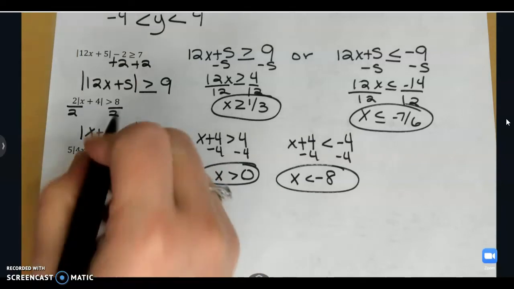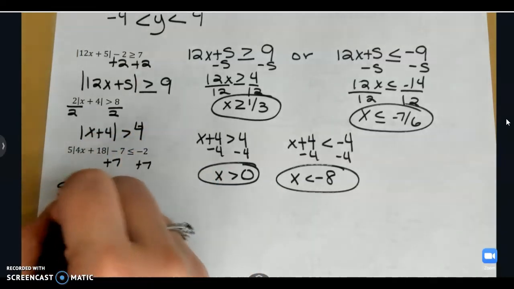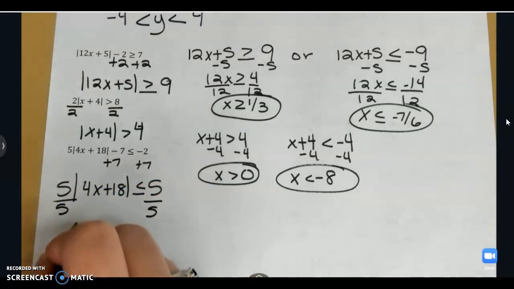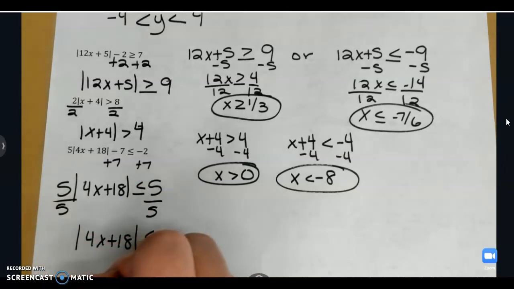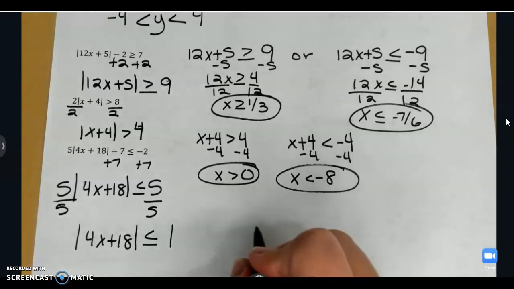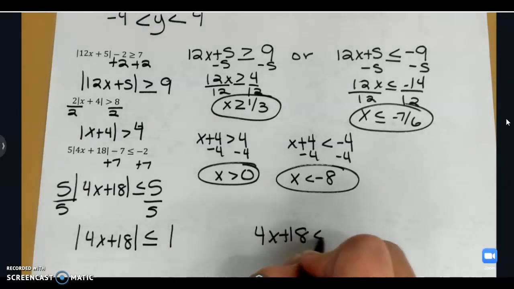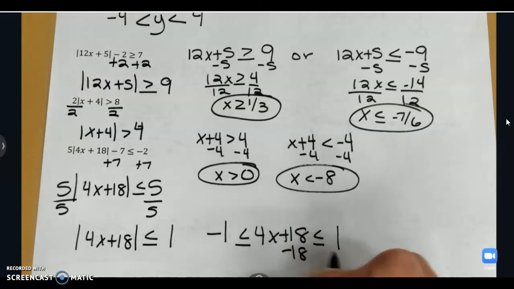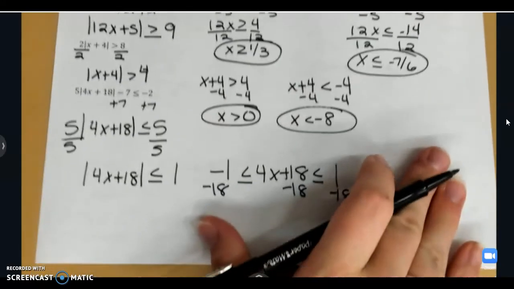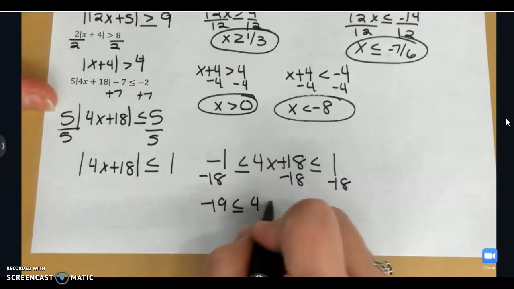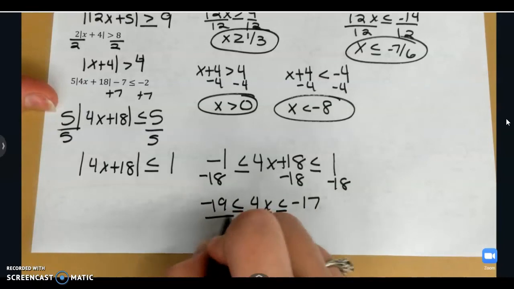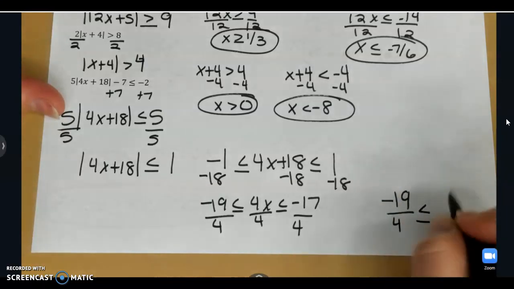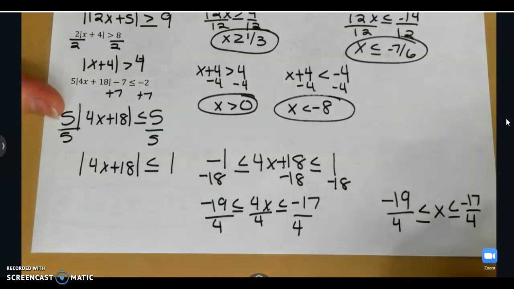Okay, last one. I need to move that 7 over first. And then divide by 5. And it's less than, so that tells me it's going to be a single inequality. What's inside my absolute value goes in the middle. Positive value on the right, negative value on the left. Subtract 18 from the middle, the left, and the right side. And then divide everything by 4. And we can just leave this one in fraction form. We're going to get that x is between negative 19 over 4 and negative 17 over 4.